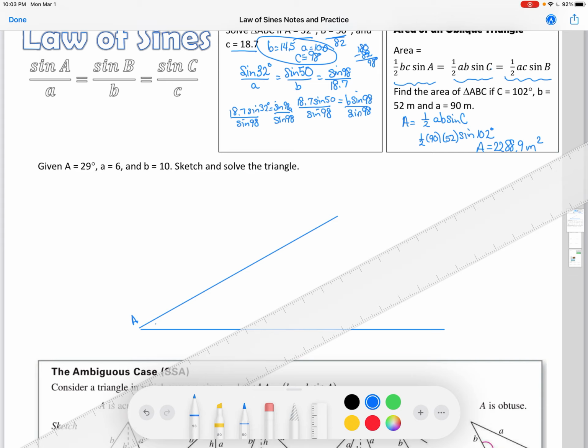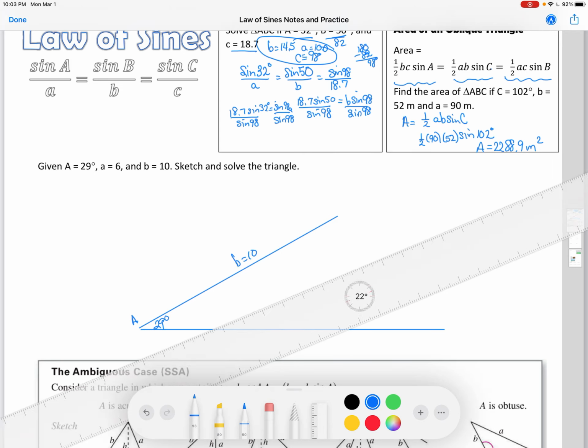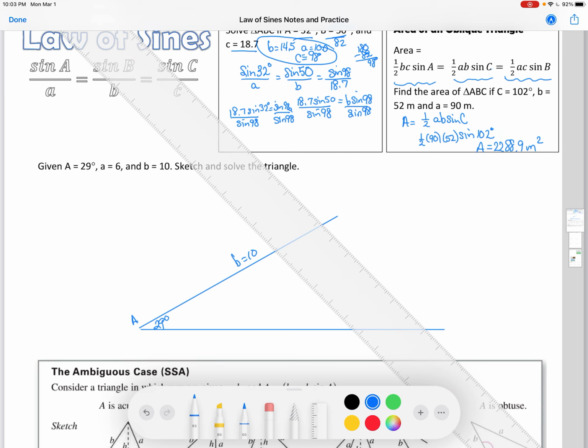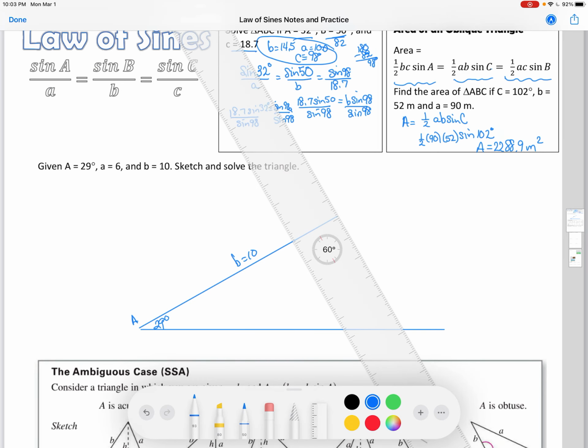This is side A, 29 degrees. And side B is 10. And we also know side A is 6. So we're going to try to eyeball this and see if we can get something that is about 6. 1, 2, 3, 4, 5, 6. We're close. We're going to go a little bit closer.